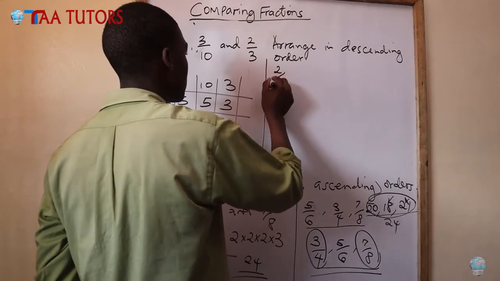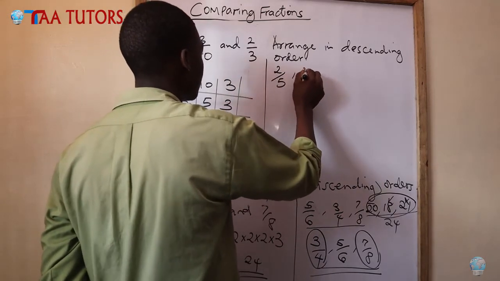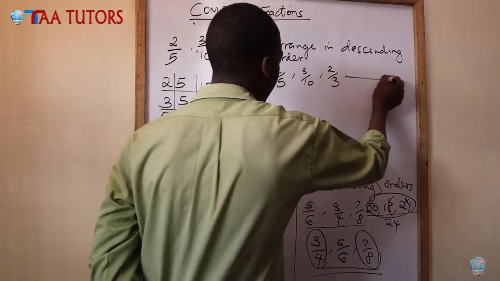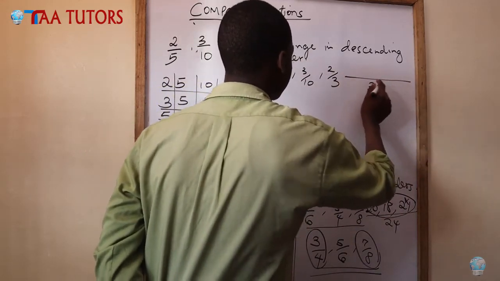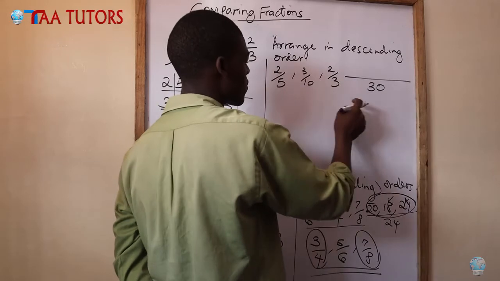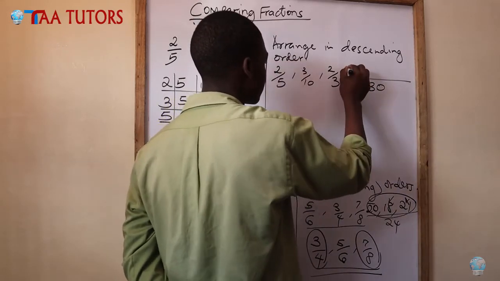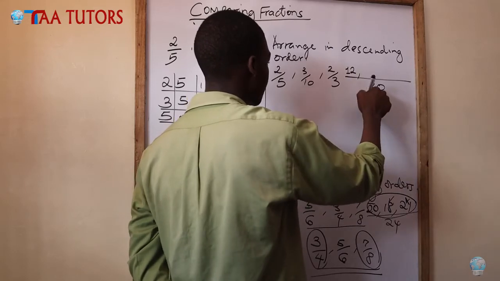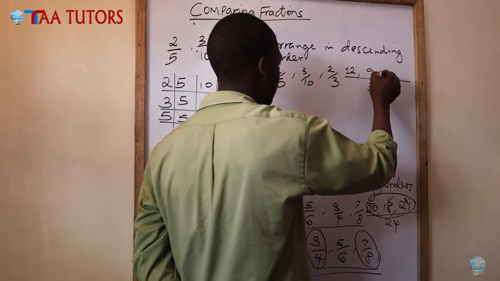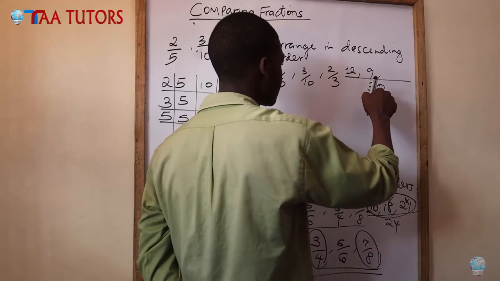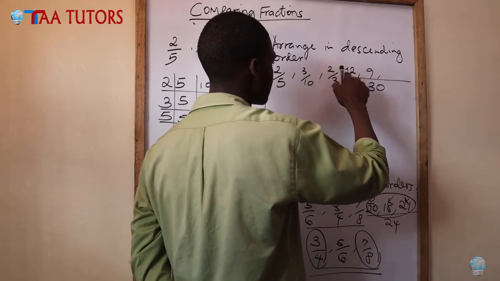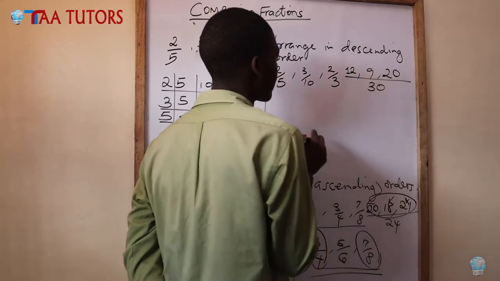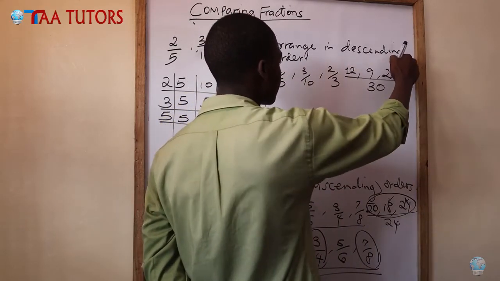When I have 2 over 5, 3 over 10, then 2 over 3 with a common denominator of 30, I'll check: 5 into 30, 6, by 2, 12. 10 into 30, 3, by 3 is 9. Then 3 into 30, 10 times, then 10 times 2 is 20. So I have the values 12, 9, and 20.